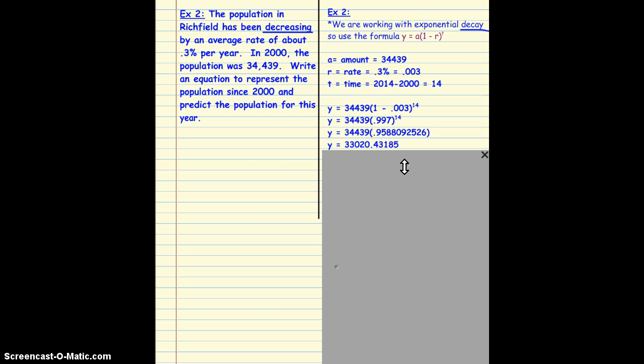33,020.43185. But we're talking about population. That's people. Can we have all these decimals? Can we have part of a person? No. So we need to round it to the nearest whole person. So we're going to have 33,020 people.